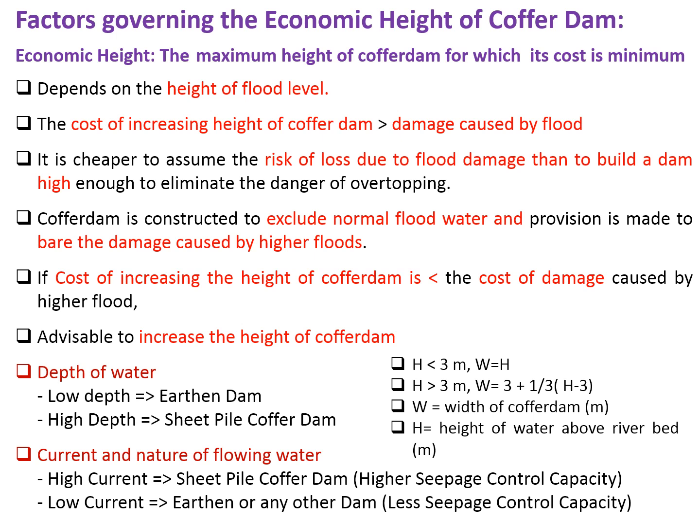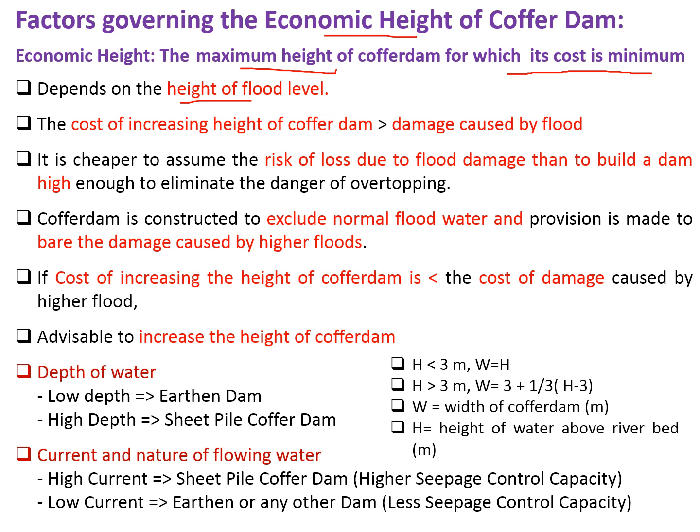Now what are the factors that will govern the economic height of cofferdam? First thing, economic height means the maximum height of cofferdam for which its cost is minimum. ऐसी height की जहाँ पे cost minimum हो. So it depends upon the flood level.